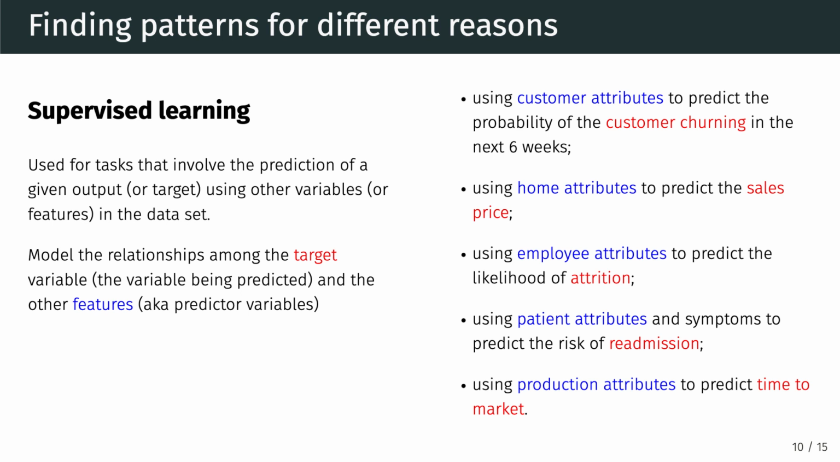Another example is using home attributes to predict the sales price, right? So in this case, the sales price of a home would be what we want to predict. That's the target variable. And the home attributes, right? Maybe the square footage, number of bedrooms, the quality of the kitchen. Those are all predictor variables that we could use in order to predict the sales price, right? And there's additional examples here on this slide.